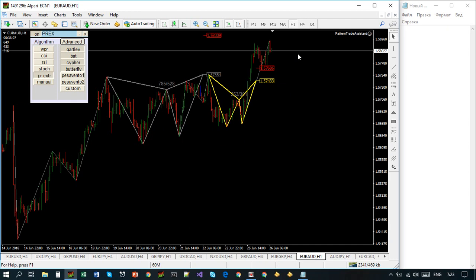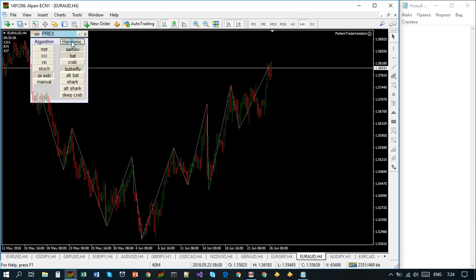Okay, Euro Aussie. It is 1 hour time frame. Bad pattern. We never had a reversal here. Bad advanced formation. And harmonic approach, we had the same bad. You see the candles just went through the potential reversal zone and never gave us a reversal. Nothing happened. And now let's go next. Oh, sorry, 4 hour. On 4 hour we have nothing.